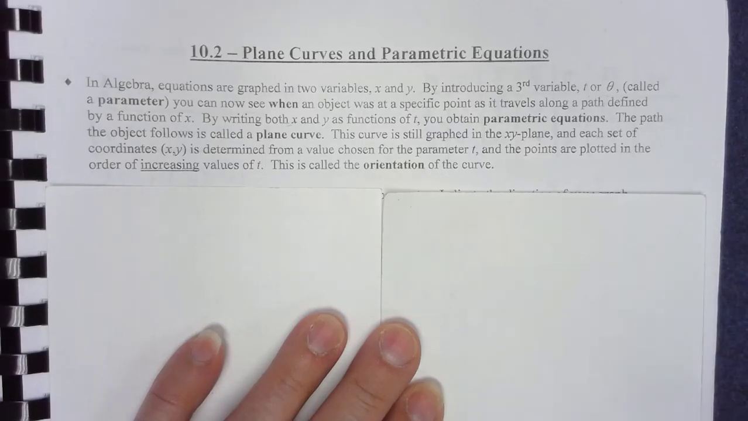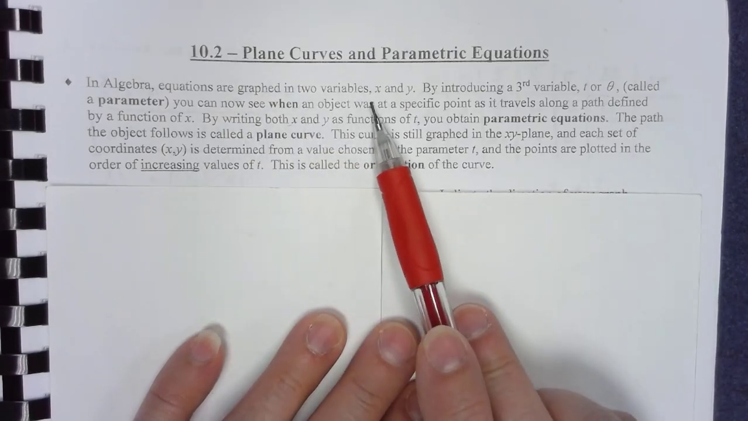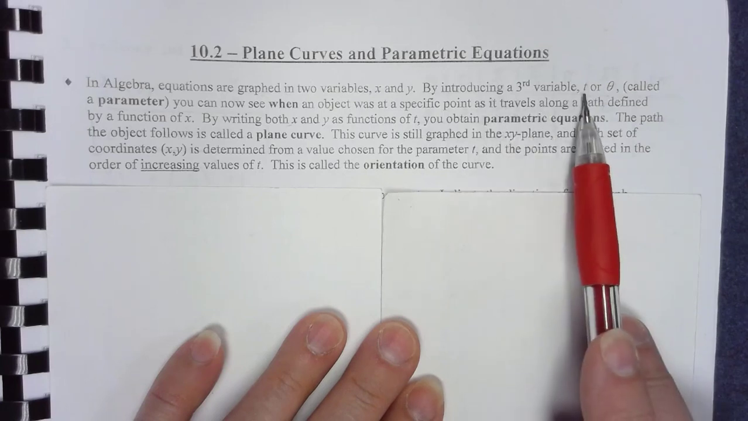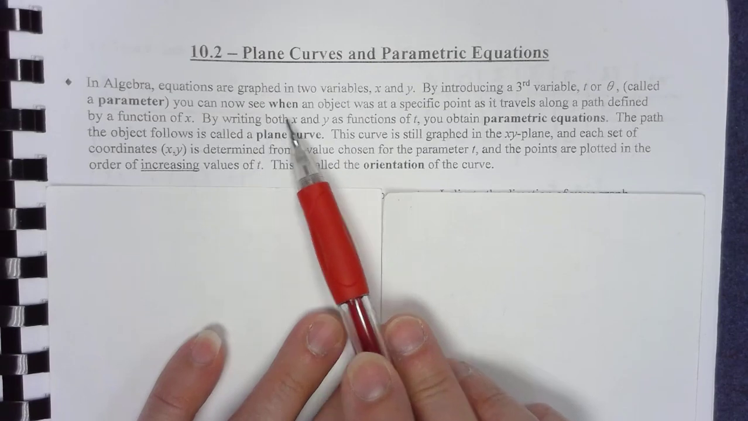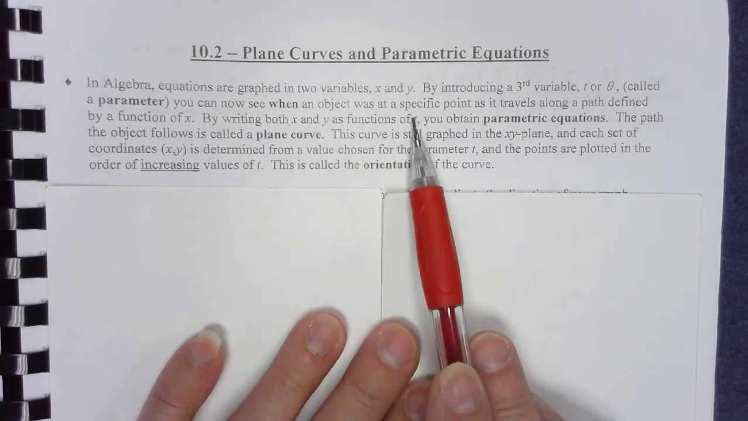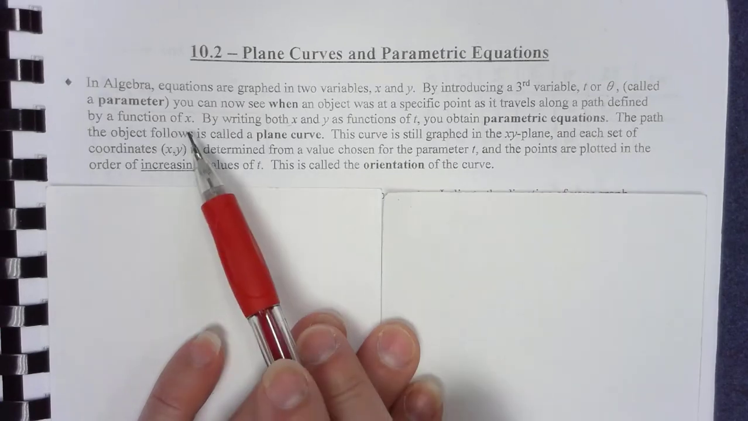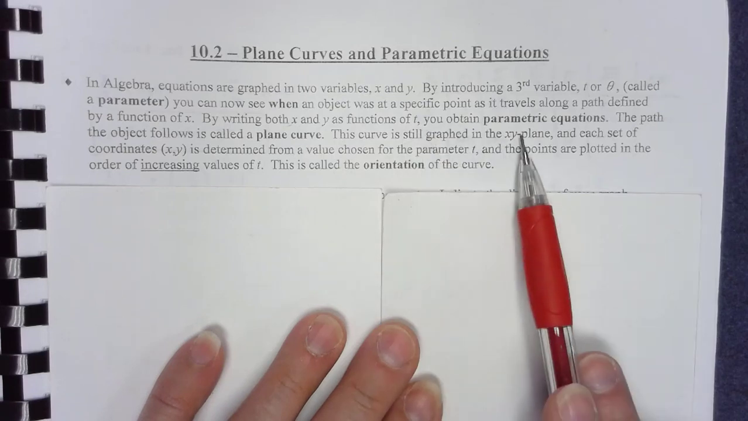Section 10.2, plane curves and parametric equations. In algebra, equations are graphed in two variables, x and y. By introducing a third variable, t or theta, called a parameter, you can now see when an object was at a specific point as it travels along a path defined by a function of x. By writing both x and y as functions of t, you obtain parametric equations.